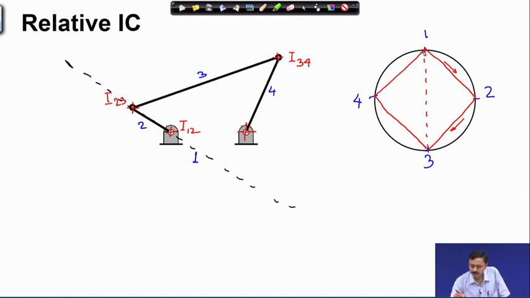Similarly, 1, 4 and 3: 1 is the ground, and 4 and 3, these are 3 bodies again which are in relative motion. So, their relative ICs must lie on a line, of which I14 is known and I34 is known. I14 is here on the ground hinge and I34 is here. So, I13 must also lie on that line.